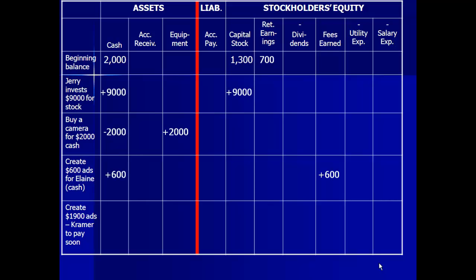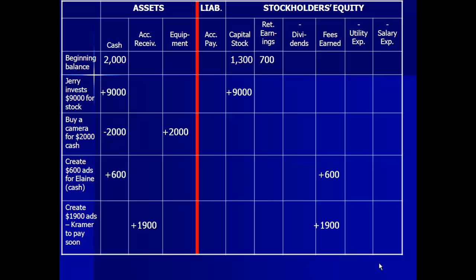Now the next one, I create some ads for Kramer. He promises to pay me soon. Poor Kramer. I don't know if I trust him for that, but we're going to assume he's going to come through. So I did some work. Kramer hasn't paid me. Kramer owes me. What do I have more of? Accounts receivable. Good. I didn't get cash this time. I have an accounts receivable.